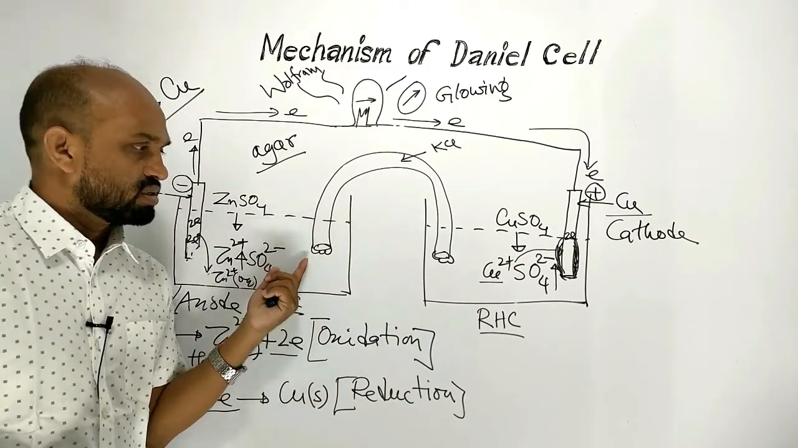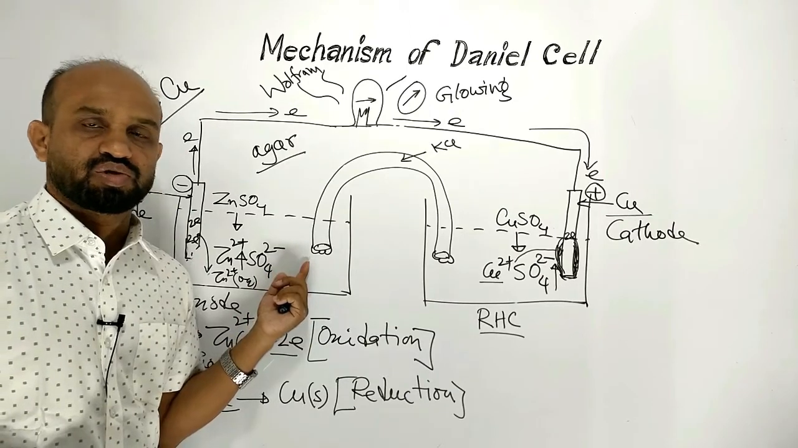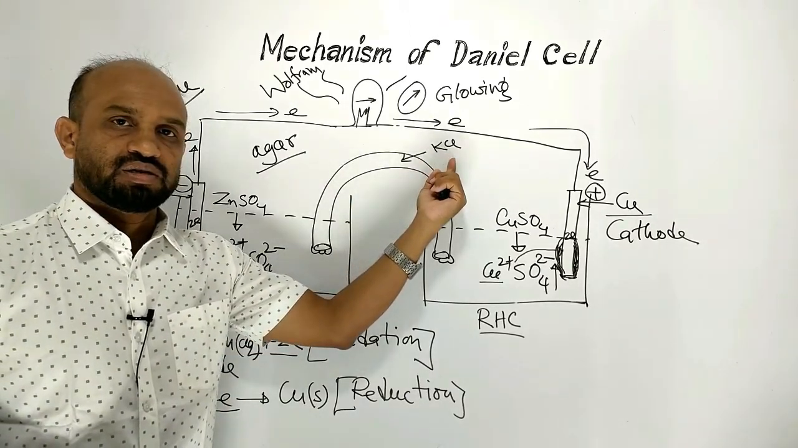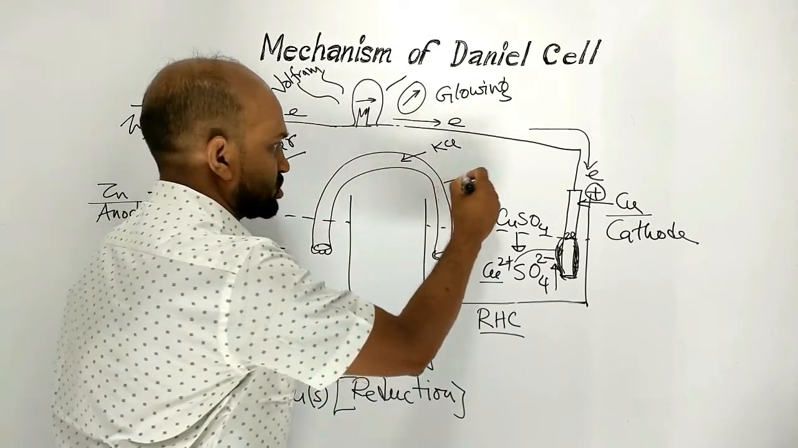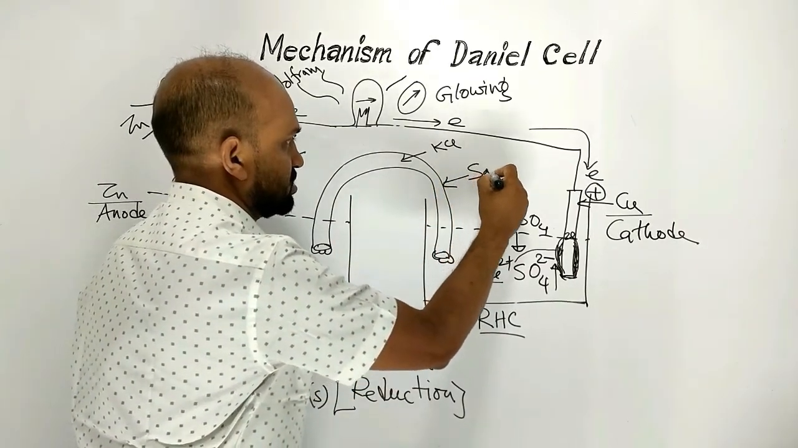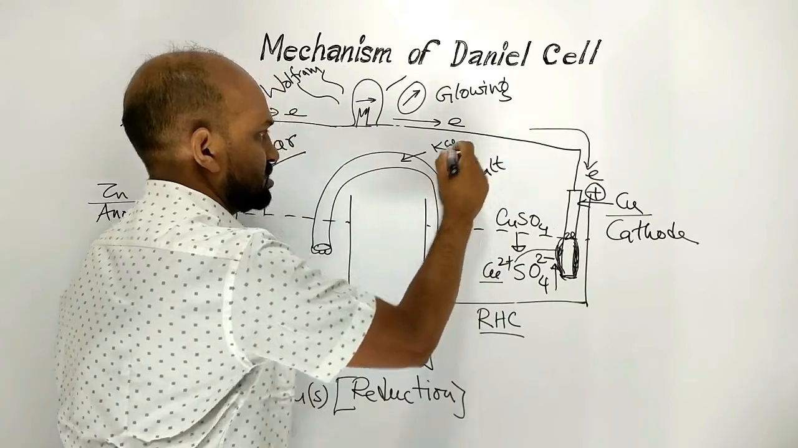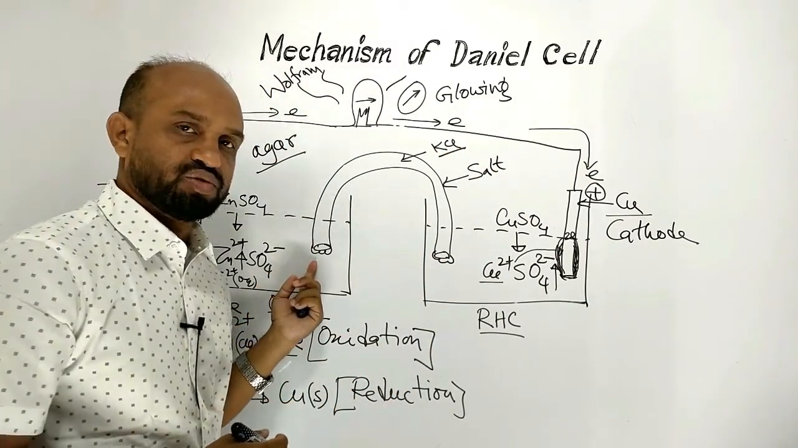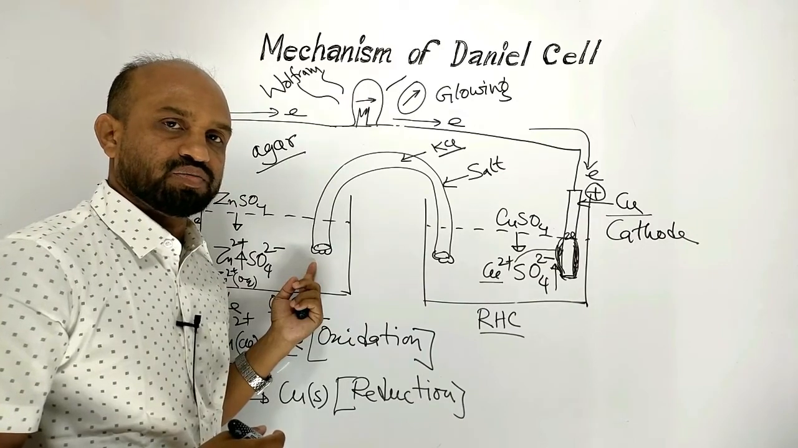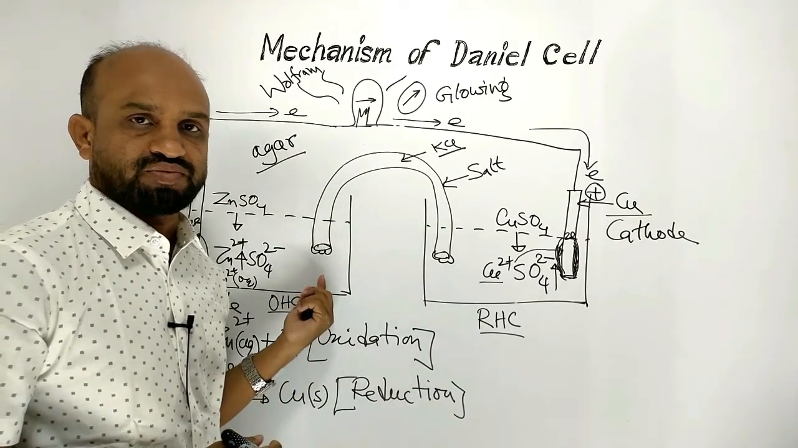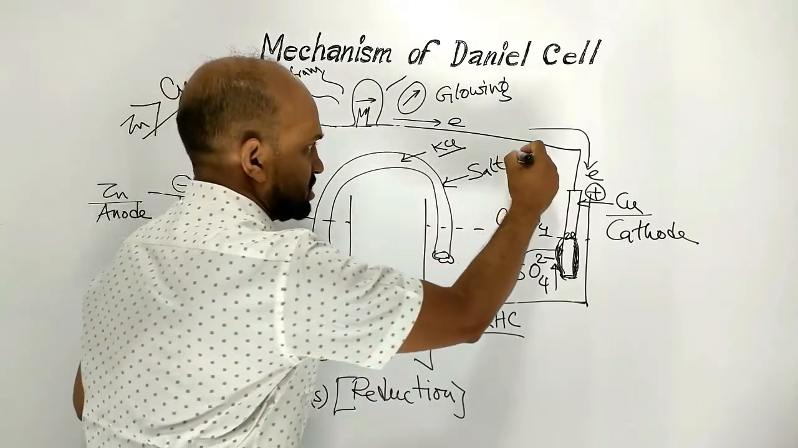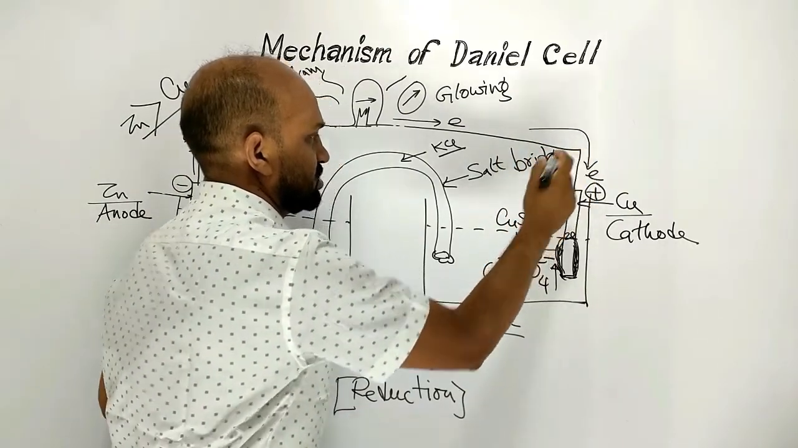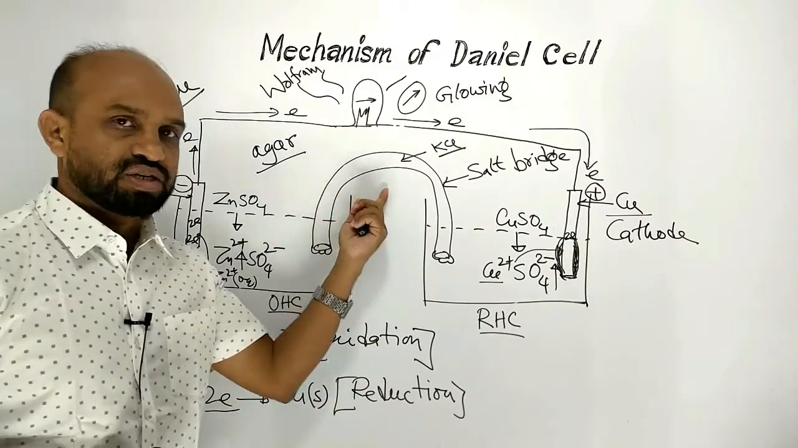This U-shaped tube containing electrolyte is called a salt bridge. This is the salt, and this U-shaped tube acts as a bridge between two half cells. That is why its name is salt bridge. Its function is here.